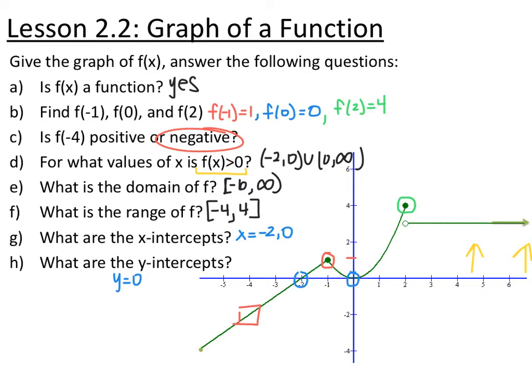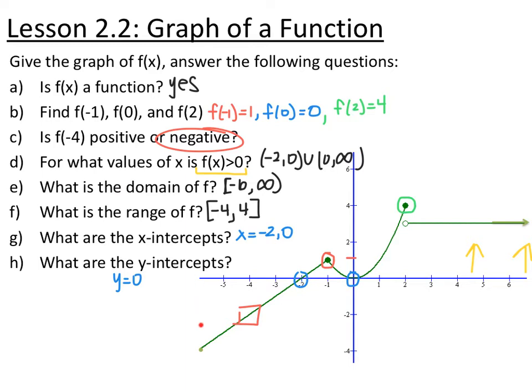So I wrote this in interval notation. Parentheses means you don't include it. So I'm starting at -2, don't include it because it's equal to 0, and I go up to 0, don't include it because its y-coordinate is 0. Union is like your or. 0, parenthesis means don't include it because it's equal to 0, all the way up to infinity. From here on out, it's positive.